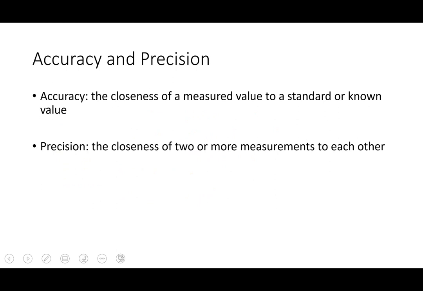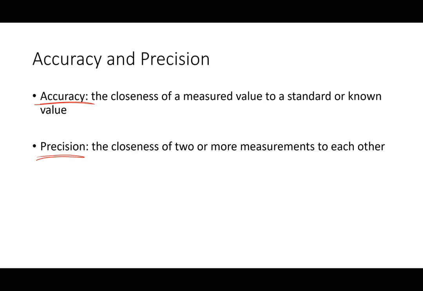Okay, let's finish this with accuracy and precision. We just need to be on the same page in terms of this vocabulary. Accuracy is the closeness of a measured value to a standard or known value. And precision is the closeness of two or more measurements to each other.